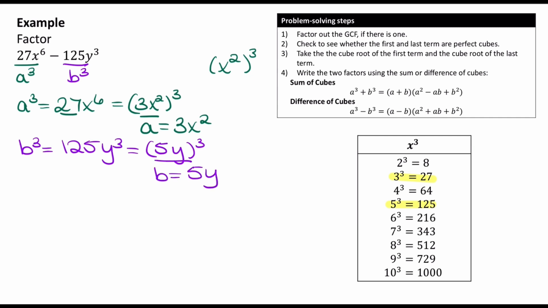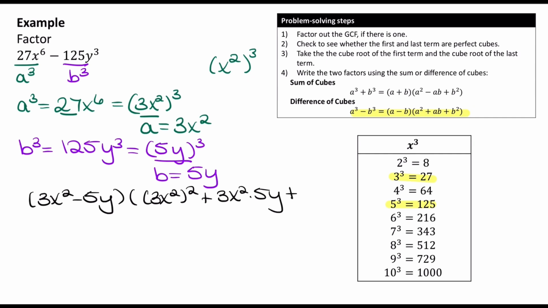So now I just take this 3x squared and 5y and plug them into the difference of cubes factoring pattern. So my first term is going to be a minus b. So I have 3x squared minus 5y, and then times a squared. So I'm going to say 3x squared, squared, and then plus a times b. So plus 3x squared times 5y, and then plus b squared.